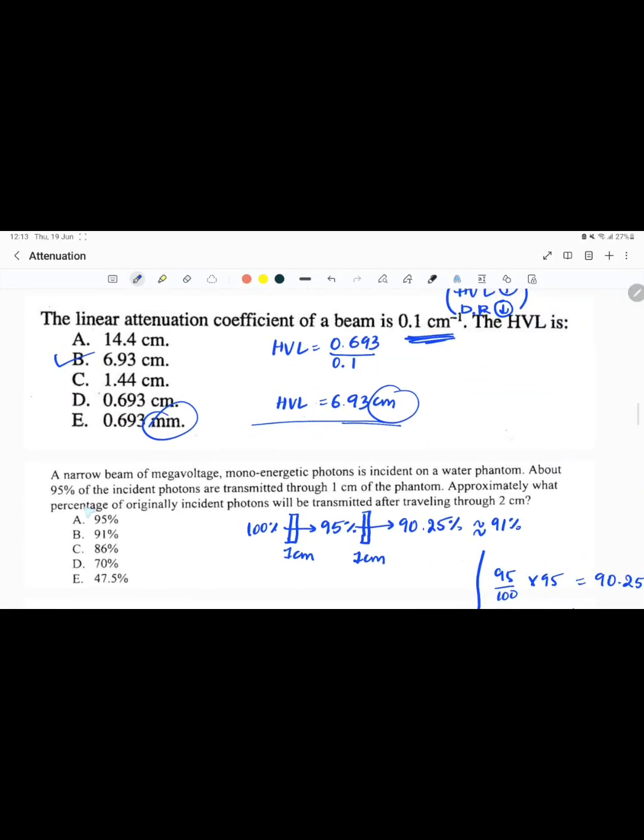The next question. A narrow beam of megavoltage monoenergetic photons is incident on a water phantom. About 95% of the incident photons are transmitted through 1 centimeter of phantom. Approximately what percentage of originally incident photons will be transmitted after traveling through 2 centimeters? So with 1 centimeter of thickness, 100% of the beam becomes 95. Only 5% is attenuated. With another 1 centimeter, 95% of 95 is transmitted. So 95% of 95 is 90.25, which is approximately 91. That is option B.